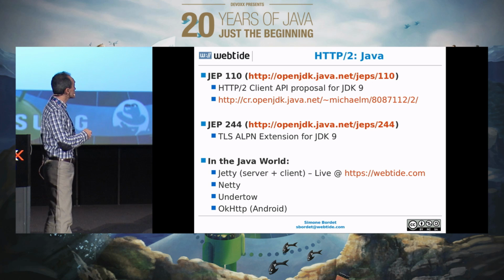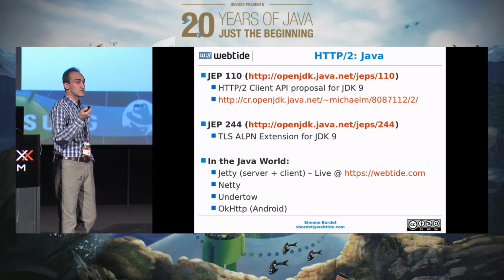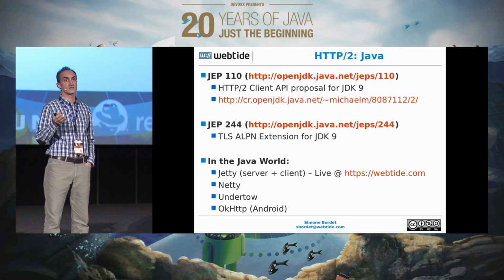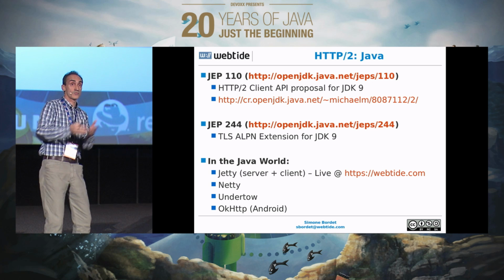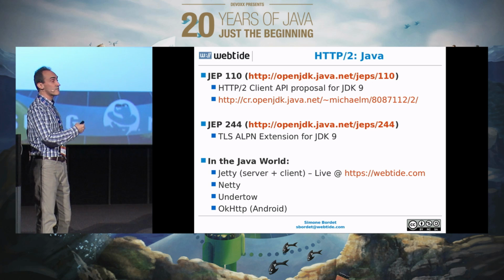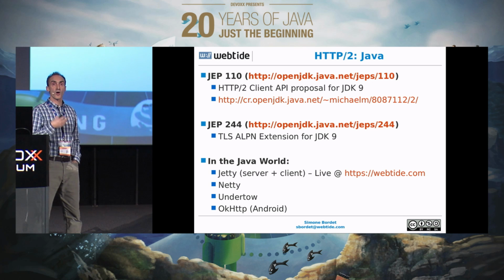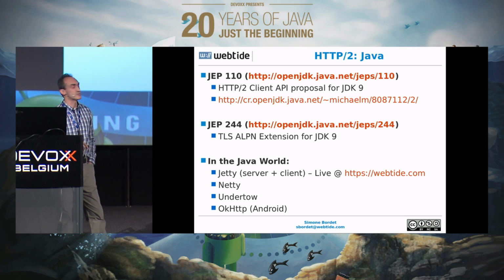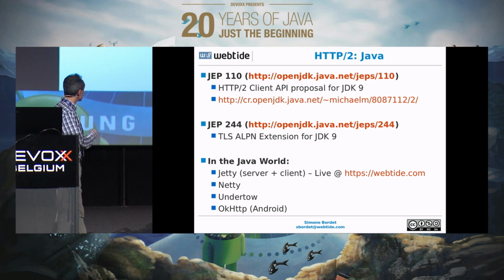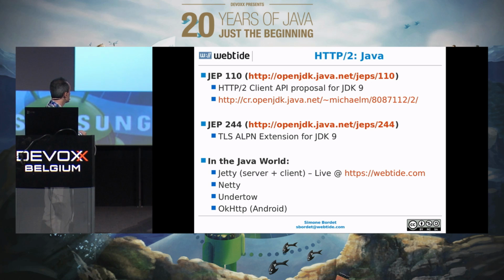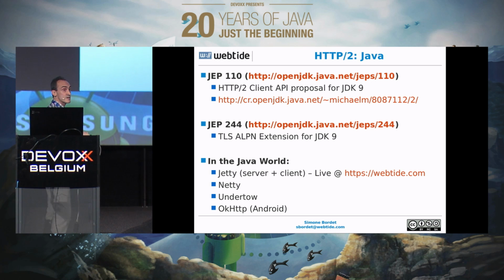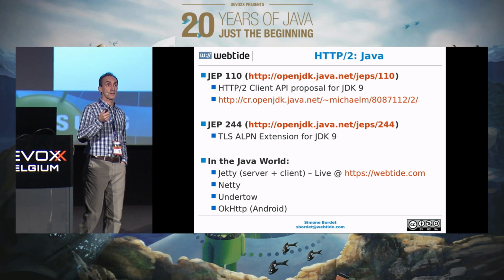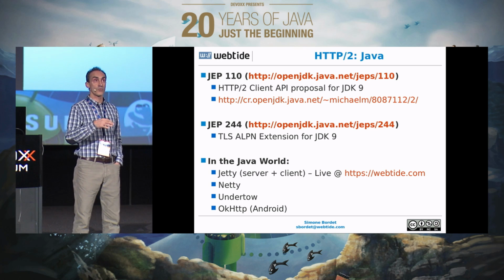Okay. Of course, we are live now. Our website is running HTTP2. Perhaps it's been 1 year or something, and before that we were running it on SPDY. So we have a lot of experience on the problems and the tricks and what you need to do to deploy this. Netty also supports HTTP2. Undertow, it's the servlet engine by Red Hat behind WildFly.